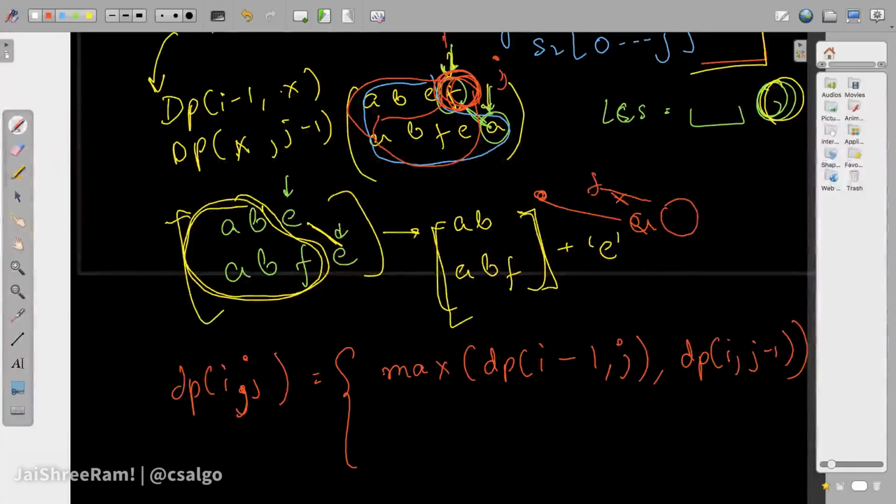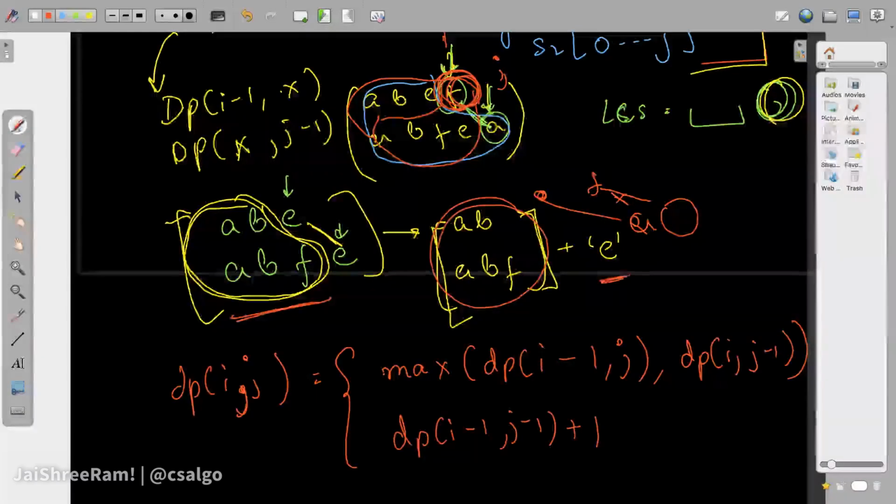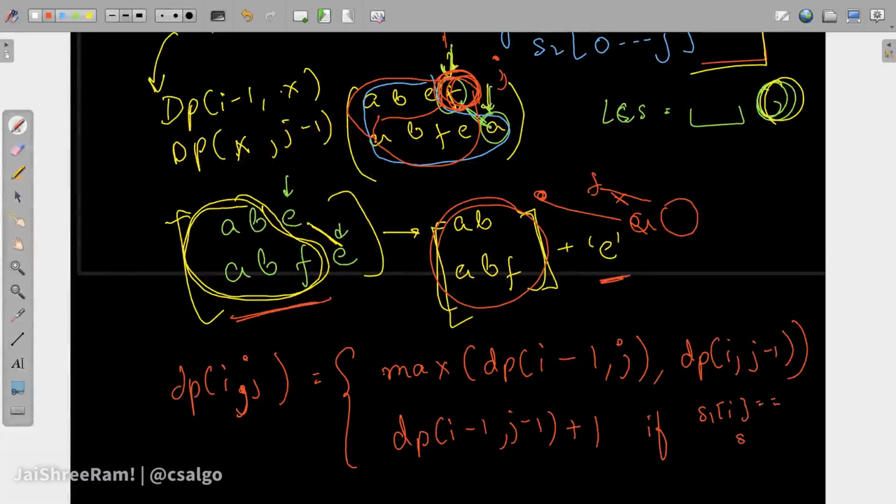Also, there is one more possibility: DP of i minus 1 comma j minus 1 plus 1. This is going to be the length of this particular part plus 1, because that's going to append at the end. This gets considered if and only if S1 of i is equal to S2 of j. Make sense? Out of these three things, whatever is maximum, you take that, and that is going to be your DP of this i comma j state, right?